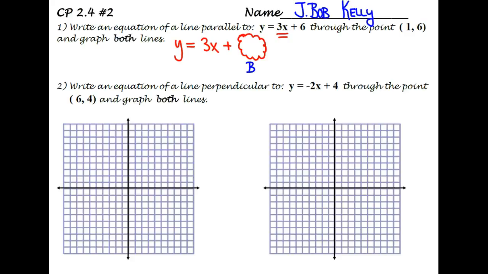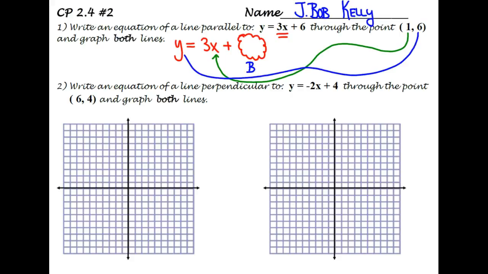Well, if only I could plug in some point or value for x and y. Oh yeah, I can plug in this point right here, because I know this point's on that line. So it's parallel to that line through this point. So I can put 1 in for x, and then I can also put 6 in for y. And then I'll find my missing bubble, or b, which stands for bubble.